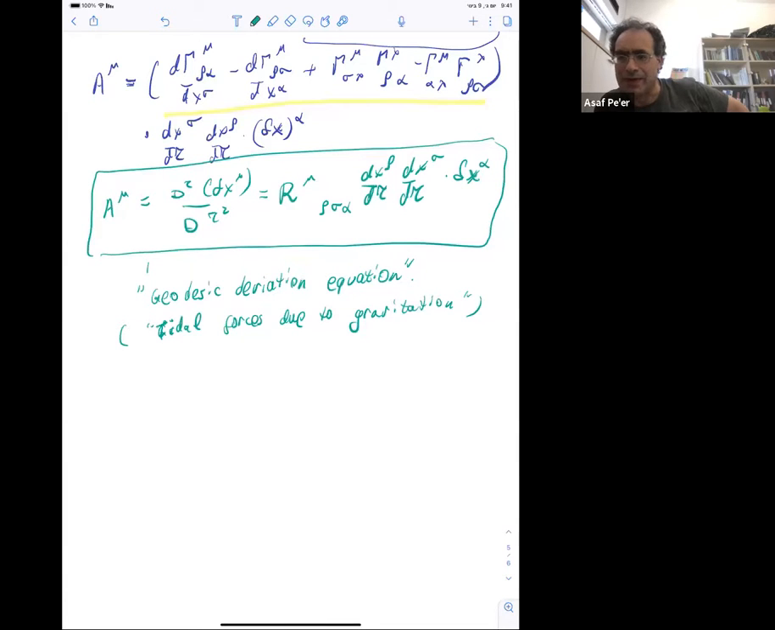Again, most of you are opening your cameras, but some are not. If you can, please do so. It's helping me. I prefer to look at faces rather than looking at blank black squares.